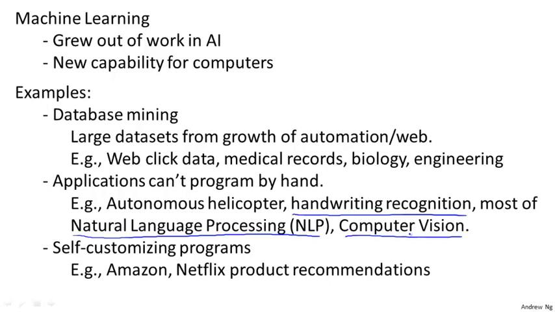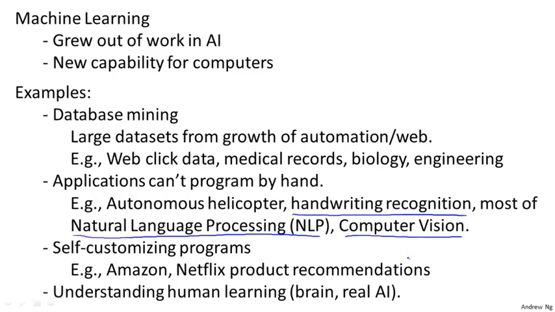Learning algorithms are also widely used for self-customizing programs. Every time you go to Amazon or Netflix or iTunes Genius and it recommends new movies or products or music to you, that's a learning algorithm. If you think about it, if you have 1 million users, there's no way to write 1 million different programs for your 1 million users. The only way to have software give these customized recommendations is if it can learn by itself to customize itself to your preferences. Finally, learning algorithms are being used today to understand human learning and to understand the brain.